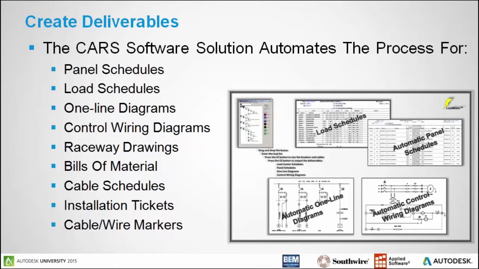Once we've populated this data, the CARS software will allow us to create load lists, panel schedules, one-line diagrams, control diagrams. By building a 3D model in our Traymatic module, we will then be able to create the raceway diagrams, whether they are cable tray or conduit, also equipment location plans, instrument location plans, etc. Since it's all in the database, we'll be able to extract bills of materials, and we'll be able to create cable schedules. Later, within construction, we'll use it to create installation tickets, reel allocation, pull tickets, and cable and wire markers.